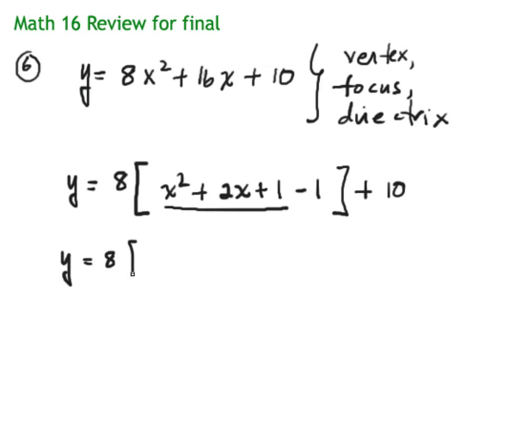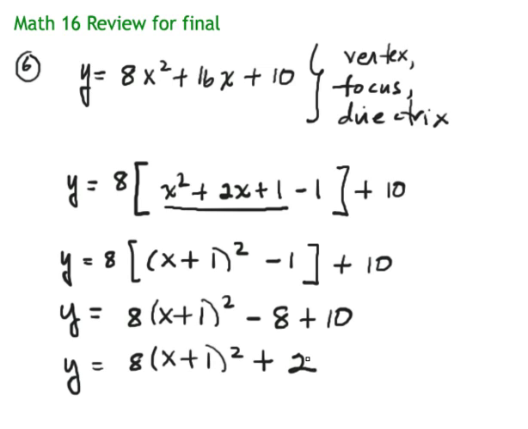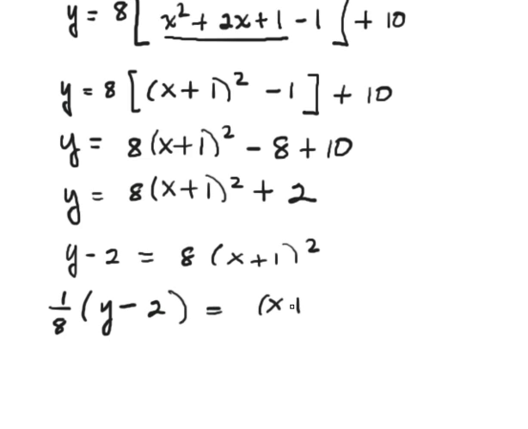So let's write this as x plus 1 squared. And just open up the parentheses, multiply through by 8. 8 times x plus 1 squared, then 8 times minus 1, so we have minus 8 plus 10. So that's y is equal to 8 times x plus 1 squared plus 2. And what we're aiming for is to solve for that x plus 1 squared. So we'll start by subtracting 2. So we have y minus 2 is equal to 8 times x plus 1 squared. Now divide both sides by 8. And we have 1/8 times y minus 2 is equal to x plus 1 squared.